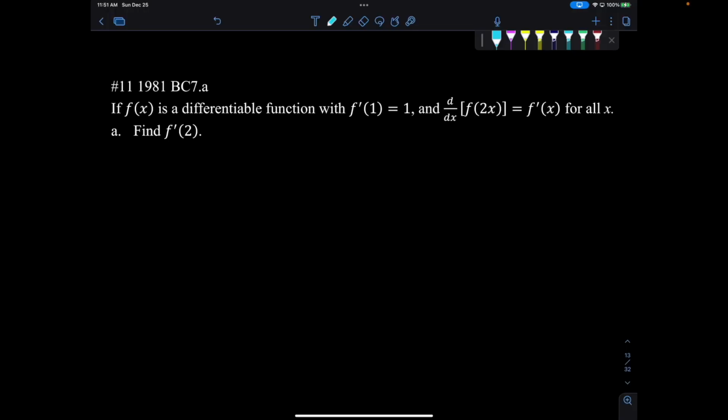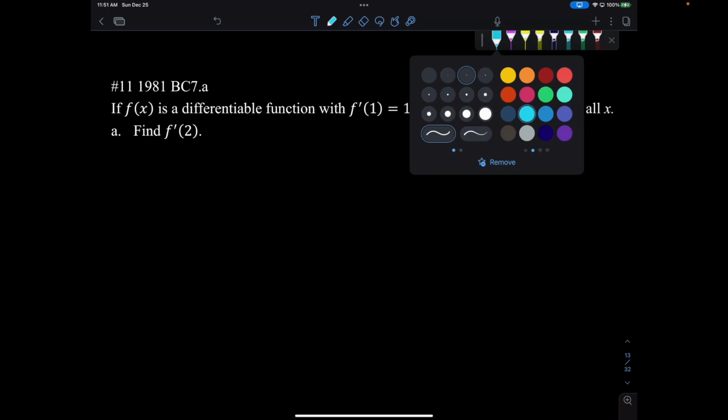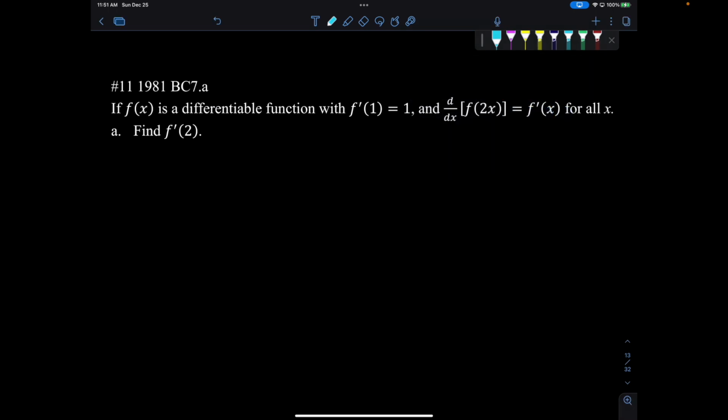All right, on to number 11, which is 1981 BC 7. There are not 7 questions on the exam anymore. There's only 6 free response questions, but there used to be 7. BC 7 part A. I don't really know what this would fall under, but I kind of wanted to do it, so I threw it in here.